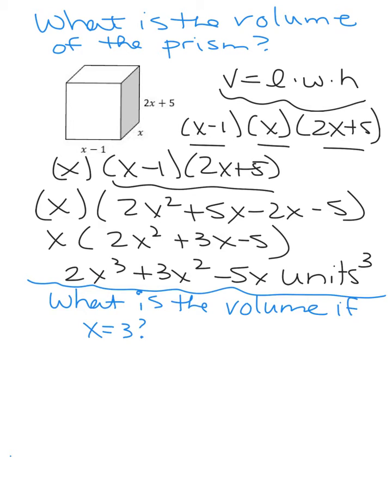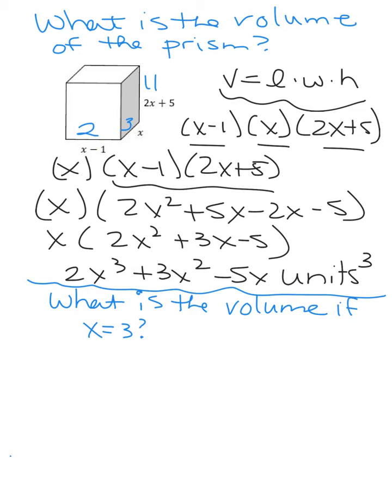Our next question says, what is the volume if x is equal to 3? So let's go back to our diagram. So my width would be 3. I'm going to label that. My length is x minus 1, so 3 minus 1 gives me 2. And my height is 2x plus 5. So if I substitute 3 in there, I get 2 times 3, which is 6, plus 5 is 11.